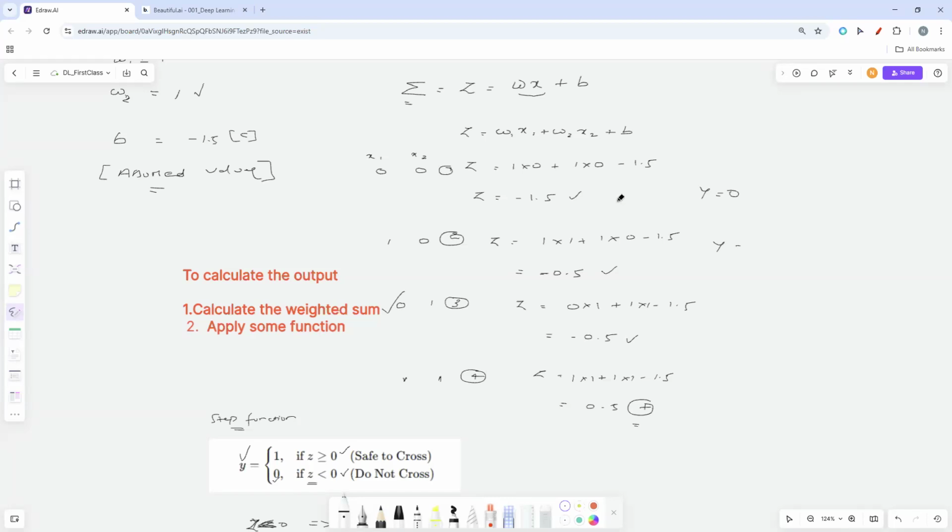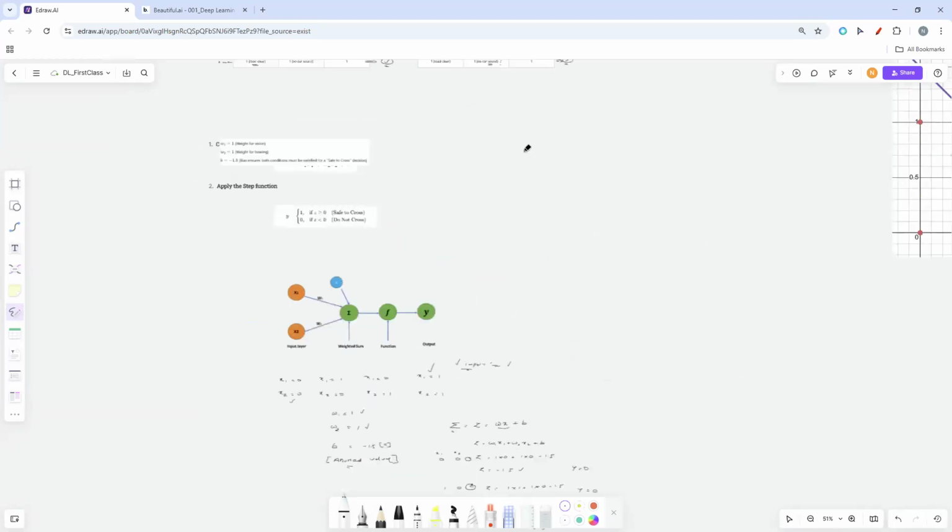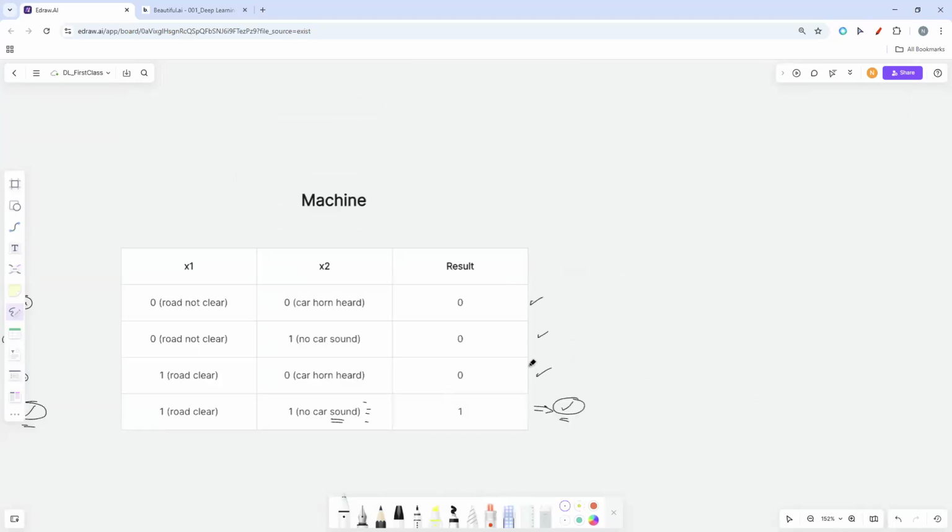So do not cross the road. Do not cross the road is the output we have got now. And this is also minus 0.5, so here also your output will be 0. Do not cross the road. And here you got a positive sign. So if z is greater than or equal to 0, your output is 1. Safe to cross the road, right? So we have made our machine to safely cross the road. These are the outputs we got. Am I right or wrong?